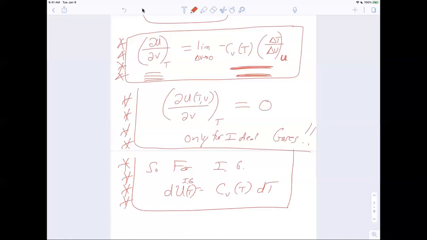Any questions on that? For real gases, this is non-zero. It's only for ideal gas that this partial derivative is equal to 0. In fact, we will use thermodynamics and rigorous equations later to show that. Right now I'm just telling you, but later on, when we get a little more sophisticated with some of our ideas, we will be able to relate U to an equation of state, and then we'll show this, and you will see that it equals 0. It's very cool for ideal gases.